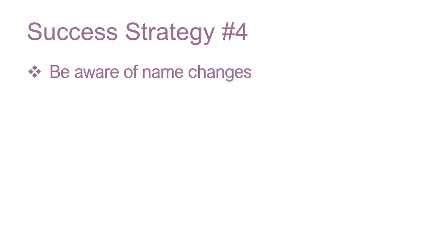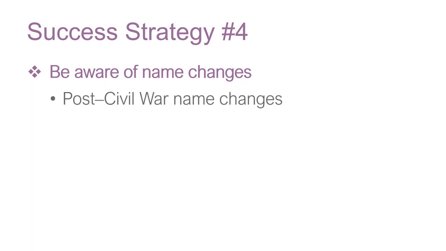Success strategy number 4 is to be aware of name changes. After the Civil War, many African Americans changed their names. Enslavers often shortened the names of those persons they had enslaved or called them only by nicknames. A man named James Robert Jones by his mother might have only been called Jem.